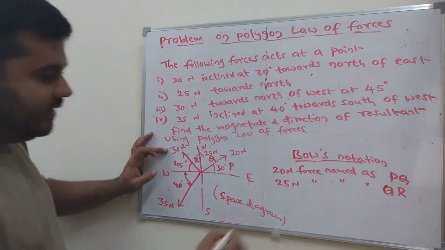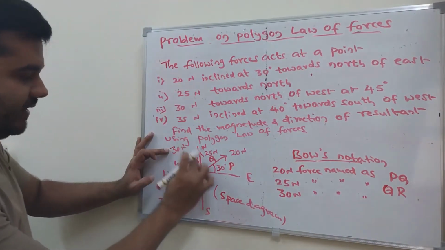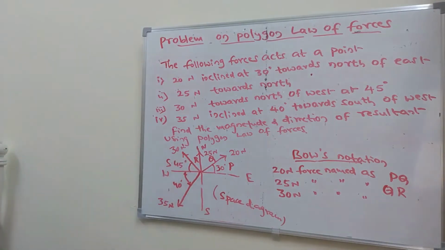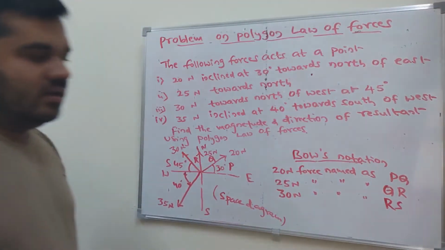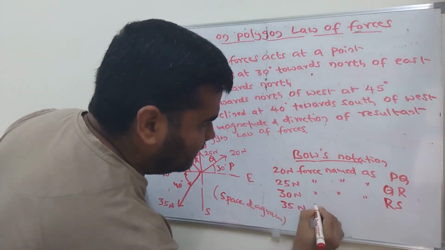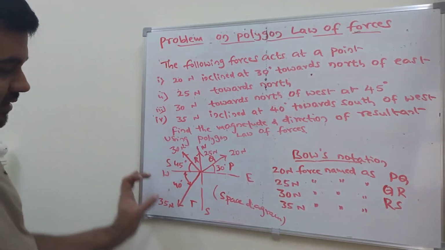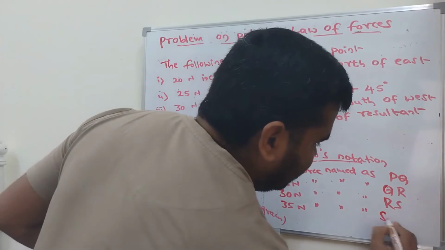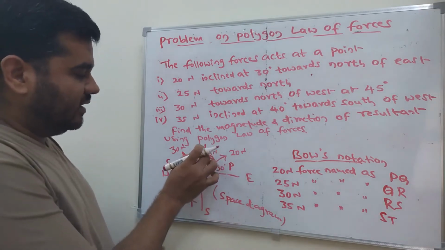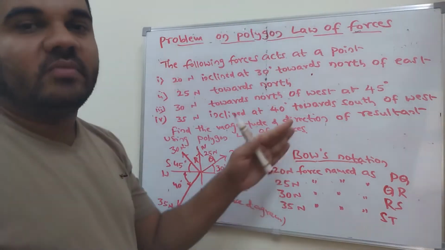Next, go to the third force, 30 Newton. The 30 Newton force is named RS. In between the 30 Newton, you need to represent it as R and S. Now, what is the fourth force? That is 35 Newton. The 35 Newton force is named ST. This is how Bow's notation works. You just name the forces here. This is PQ, this is QR, this is RS, and this is ST. This will be helpful while solving the problem with the graphical method.